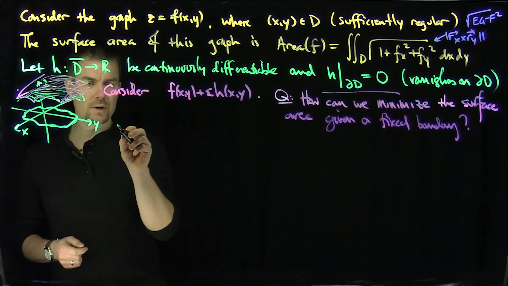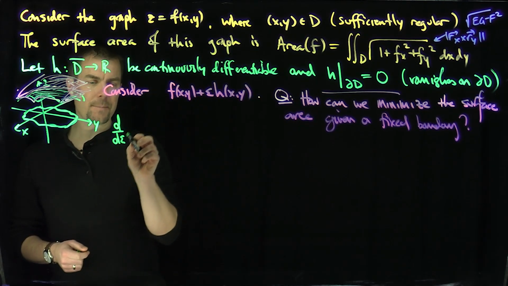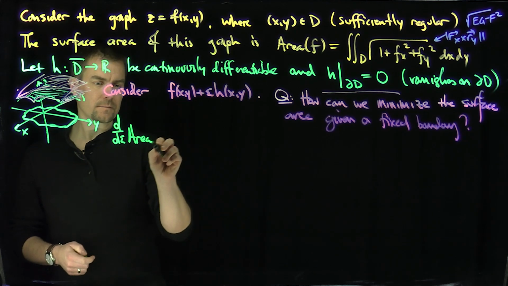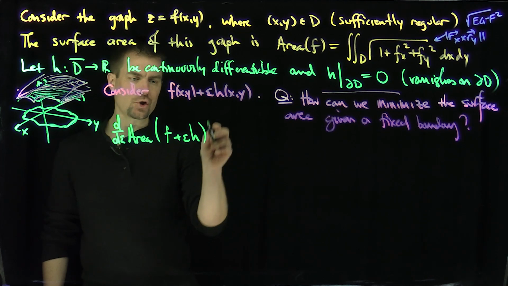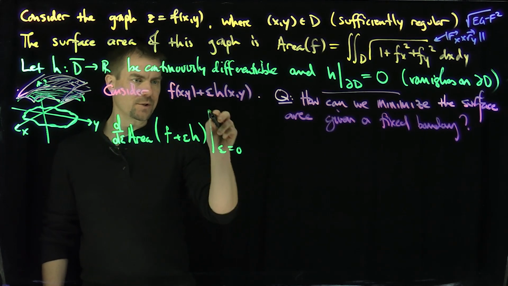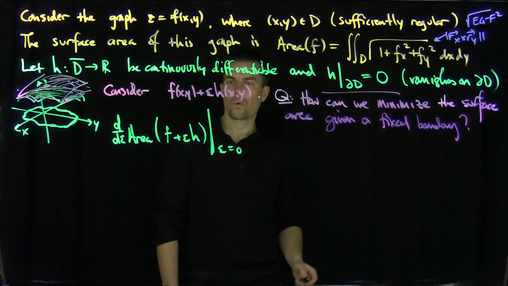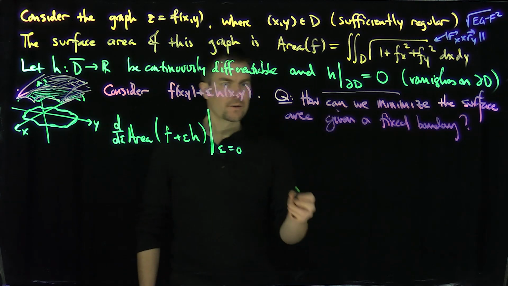What we're going to do is take d by d epsilon of the area of f plus epsilon h, evaluated when epsilon is equal to 0. So we're going to do an epsilon derivative. What's this going to look like? It's going to be this expression over here.